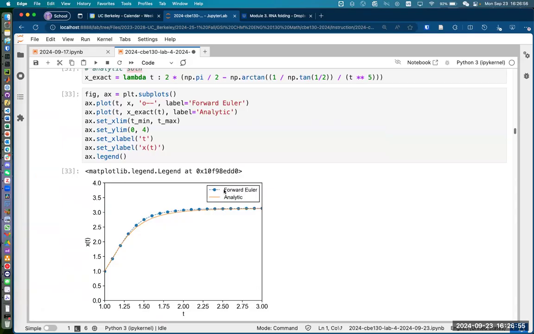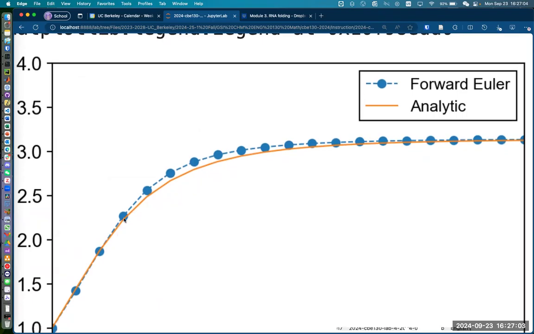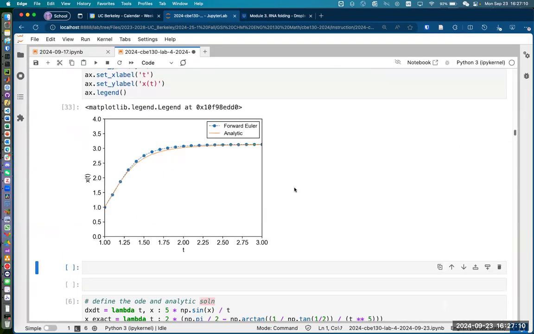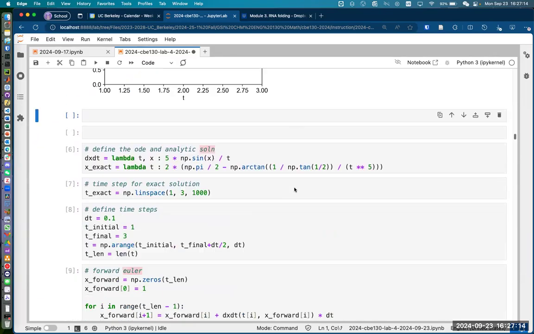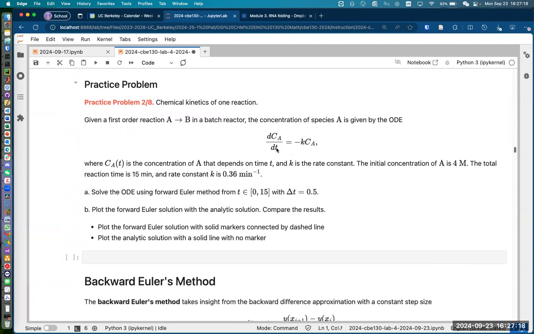So we'll see the forward Euler method has some kind of error compared to the analytic solution at this particular step size. So it's getting the solution in bulk, but it's not quite accurate. But we'll see there are more accurate methods later. So let's try the practice problem out, with also some chemical engineering background in it.